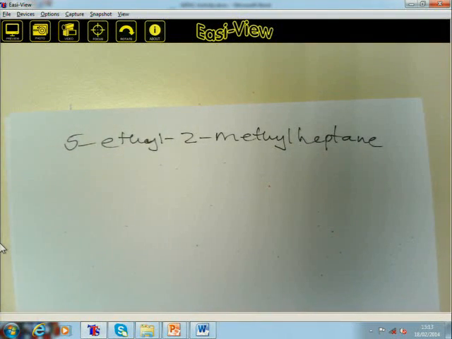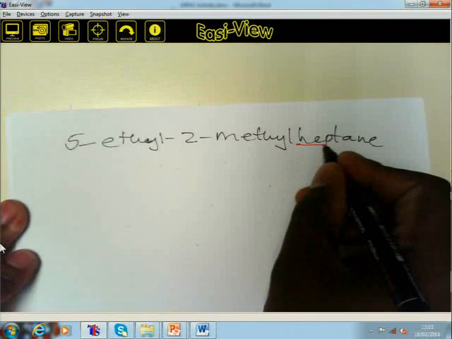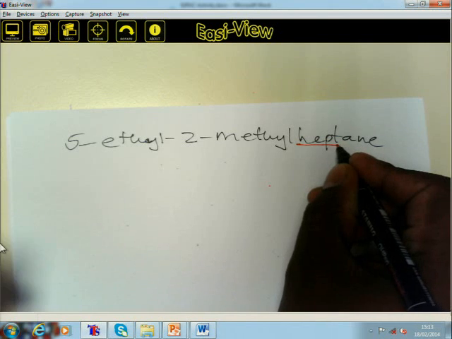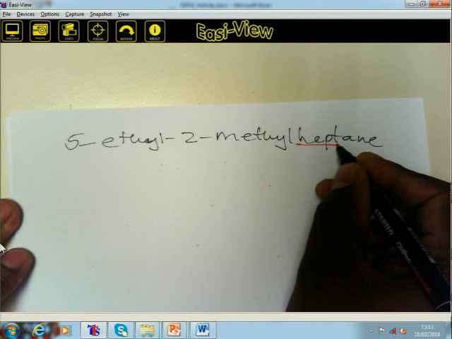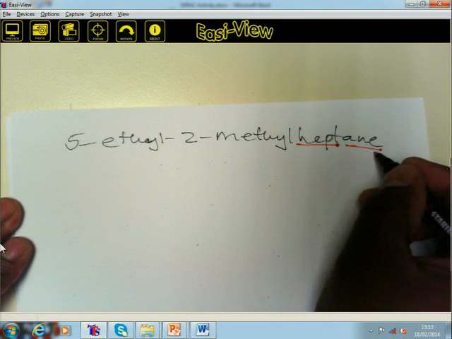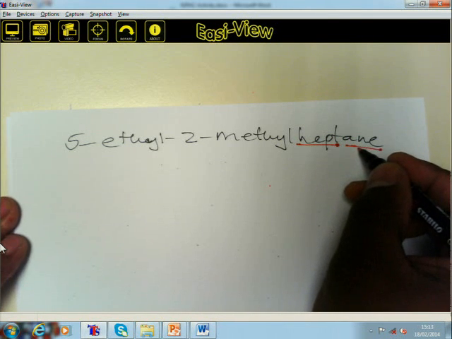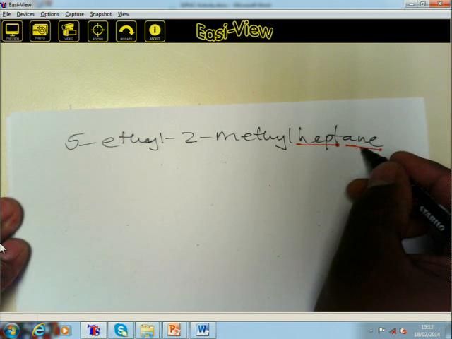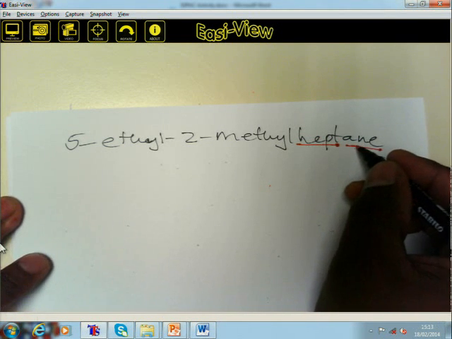This is where you must start. You start with the parent name. The parent name is hept, and you must know how many carbons are there for hept. And then it ends with ANE. You should also know that this is only a saturated structure. It has single bonds between all the carbons.